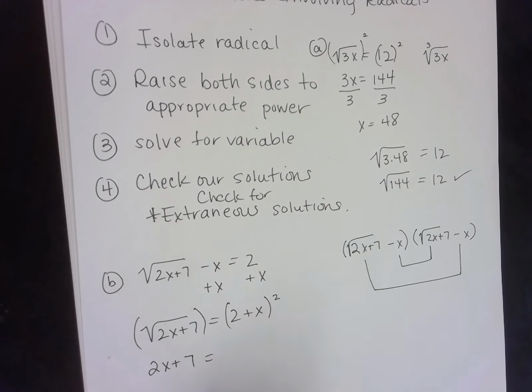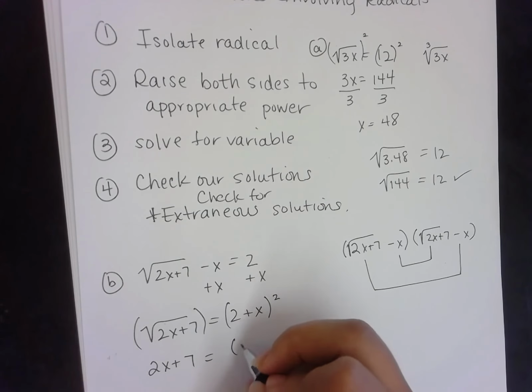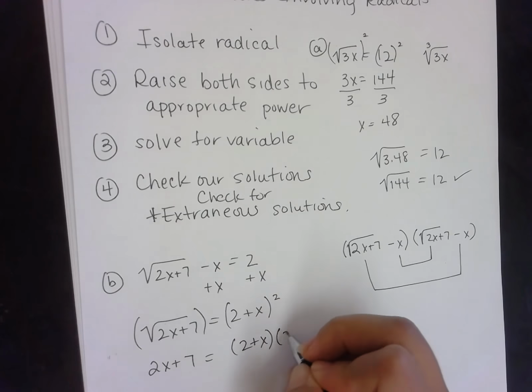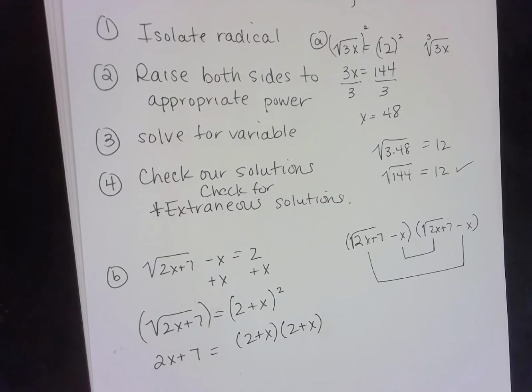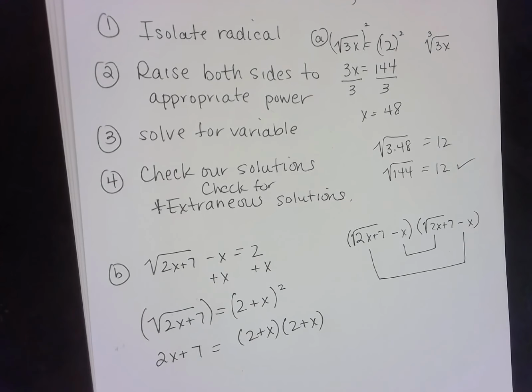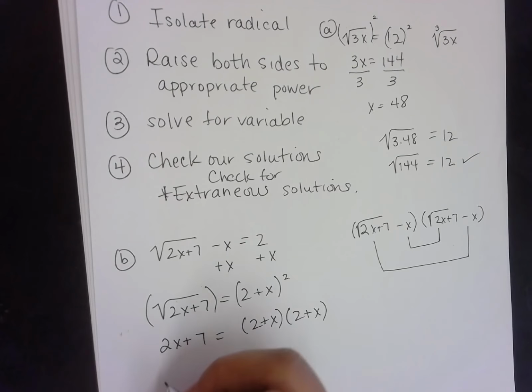I want you to be very careful. This exponent here means that I have 2 plus x times 2 plus x. So I don't want to think that this is 4 plus x squared, because there is in fact a middle term when I multiply my two binomials together. So I have 2x plus 7 on the left, and then I'm going to multiply out my binomial.